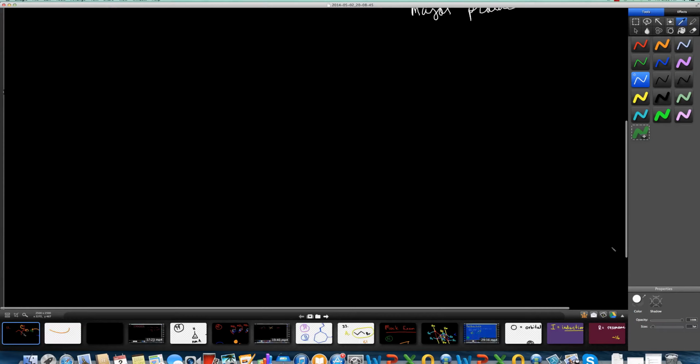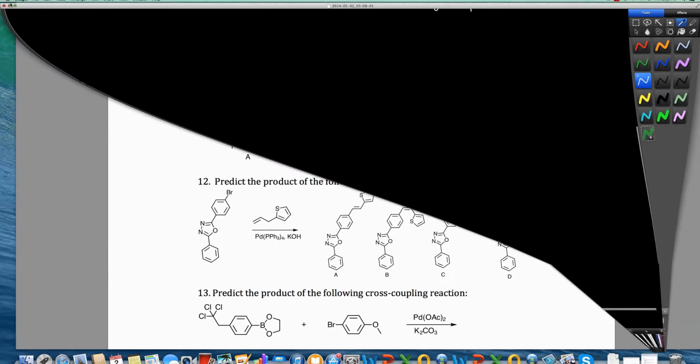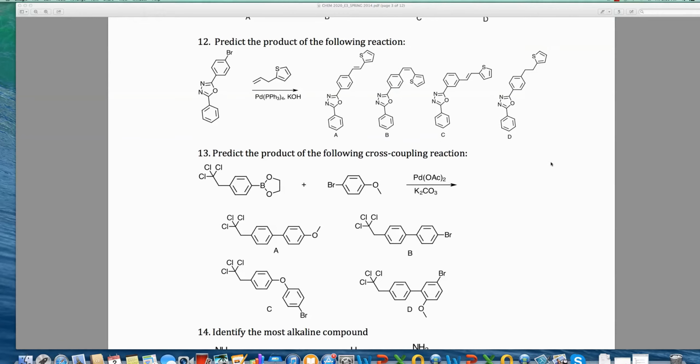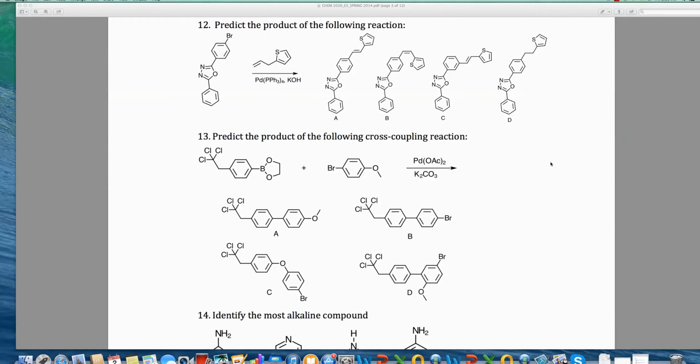Let's take a look at number 12. We have really what is a Heck reaction, so I'm going to take the time to draw the structure of the two major reactants. And really what happens in a Heck reaction is that you are going to couple this alkene to where this halogen is, and this alkene will always attach in the trans position. So when we attach this in the trans position, the best answer is going to be A.